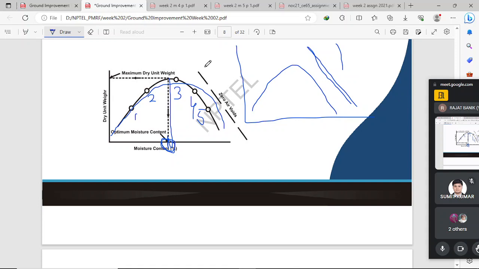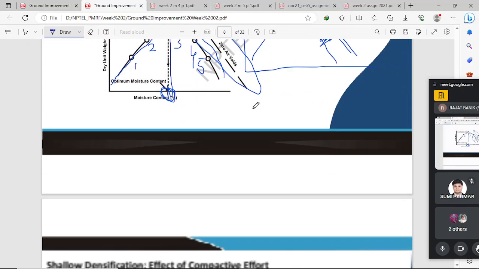So only theoretically is this type of curve possible, and it never intersects the main density curve. There is always some gap, because we cannot expel the complete air from the soil. It is only theoretically possible, not practically possible. So there is always some gap.